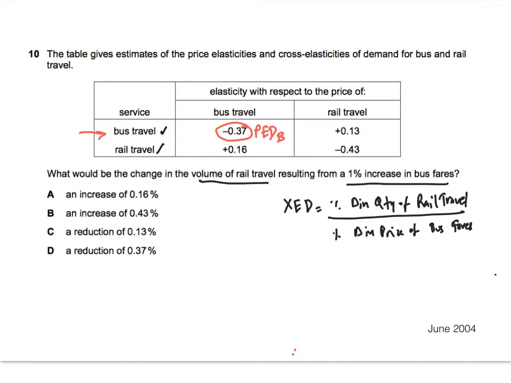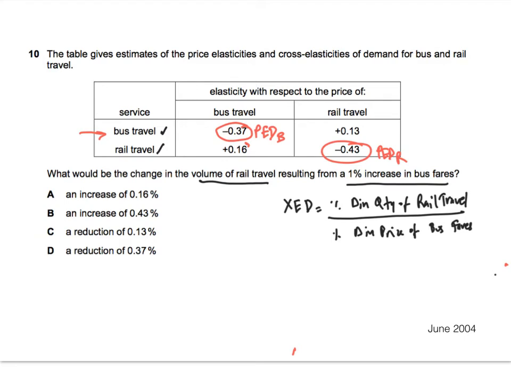Similarly, rail travel, or demand for rail travel with respect to the price of rail travel, would mean we're looking at this value, where we're looking at a minus 0.43, which is basically your PED of rail travel. Now then, what about these two values? So let's look at them.